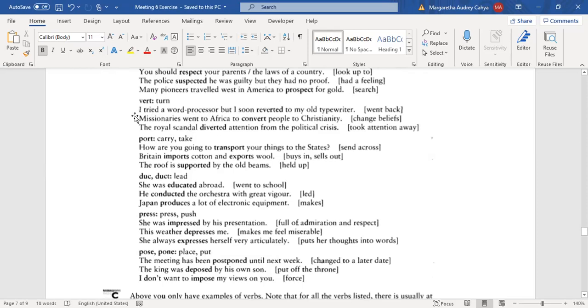And then another example is convert, is change belief. Like missionaries went to Africa to convert people to Christianity. Jadinya itu para misionaris itu pergi ke Afrika untuk convert ya, change belief. Jadi membuat orang-orang itu menganut Christianity, ya, menjadi Katolik begitu. And then diverted, took attention away. Diverted attention, oh jadinya kan mengalihkan gitu ya, mengalihkan perhatian.